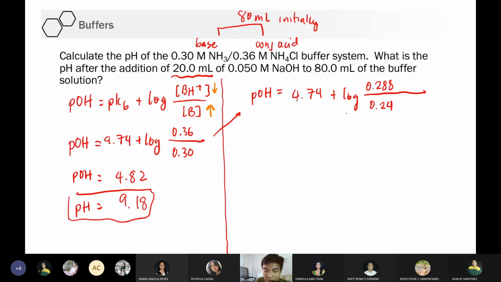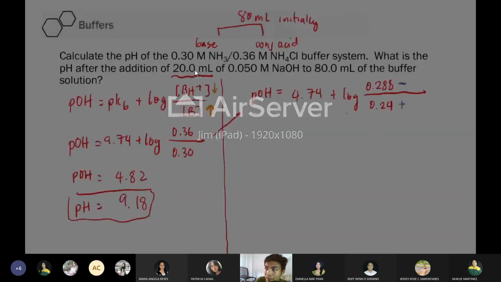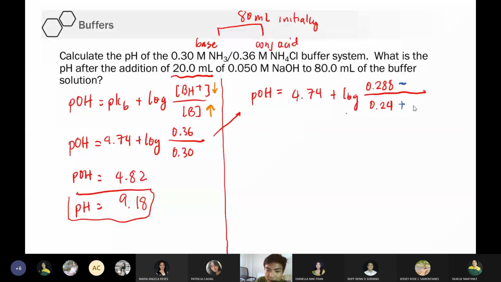The other thing that happened is that we added a base. Okay? So, sabi dito, yung base, tataas siya. So, ibig sabihin, magpa-plus pa tayo sa denominator. Mag-a-add tayo dito sa baba. And sa numerator, magbabawas tayo. Bakit? Kasi hindi lang dilution yung nangyari sa atin. We also added moles of the base. Nagdagdag tayo ng base eh. So, may plus sa denominator kasi andun yung base and may minus sa numerator, kasi sabi natin, when you add base, bababa yung conjugate acid.